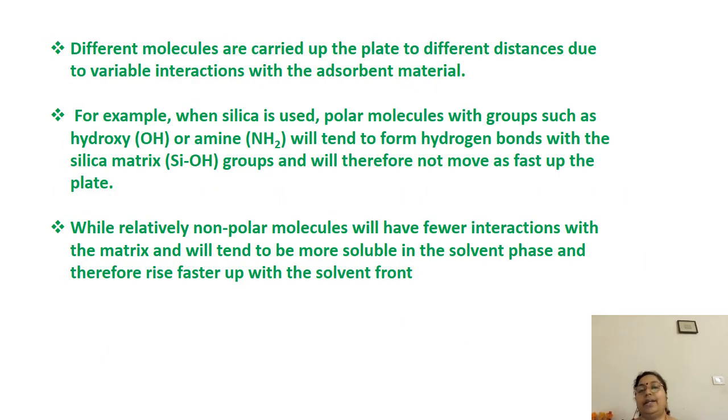Different molecules are carried up the plate to different distances due to variable interaction with the adsorbent material. For example, when silica is used, polar molecules with groups such as hydroxyl group or amine NH2 group will tend to form hydrogen bonds with the silica matrix. Hence, they will not move as fast up the plate, while relatively non-polar molecules will have fewer interactions with the matrix and will tend to be more soluble in the mobile phase and therefore rise up faster with the solvent front.